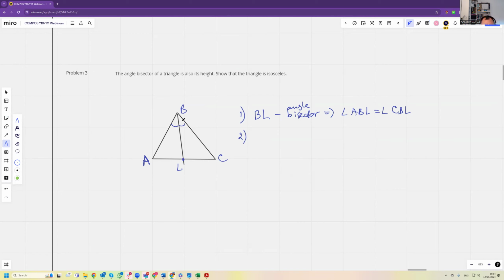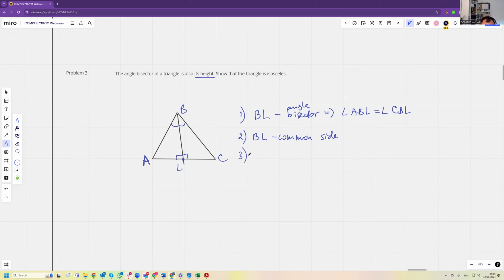Now, for the angle bisector, it's also its height. So if it's a height, that means that this angle is 90 degrees. Well, and so is this. All right. So the angle is the same. Then this angle is the same as this. And BL is the common side.